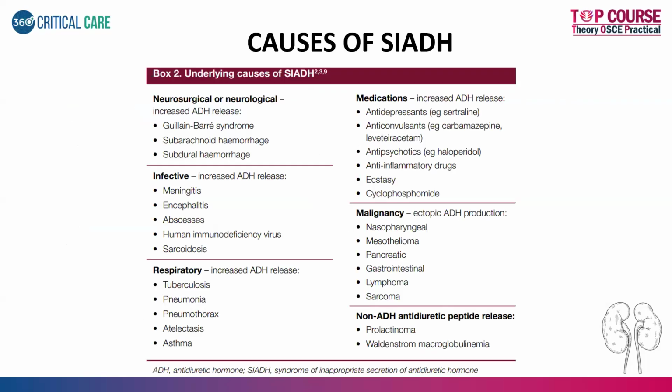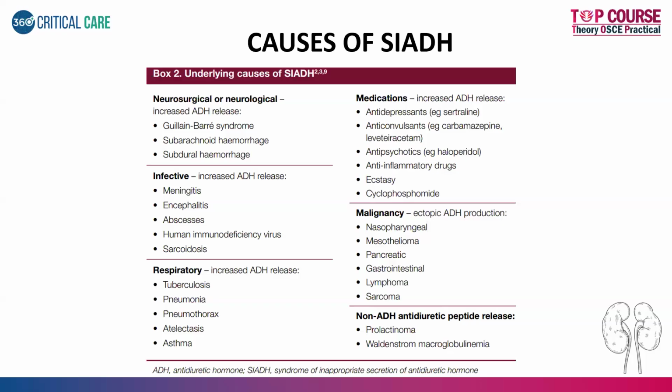Going ahead, causes of SIADH are actually classified in multiple ways. What I need you to understand is that neurological causes are the most common things associated with SIADH. Start with neurological causes, be it hemorrhages, especially subarachnoid or subdural hemorrhage, or autoimmune syndromes like Guillain-Barré syndrome. Infective etiologies range from meningitis, encephalitis, lung abscess, pneumonias, etc. Respiratory disorders include tuberculosis, asthma, and viral pneumonias.